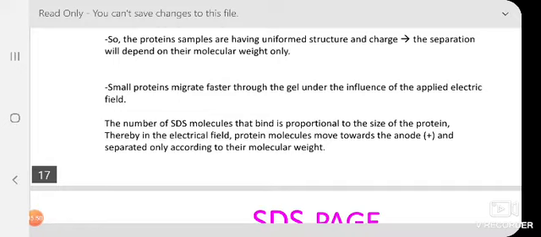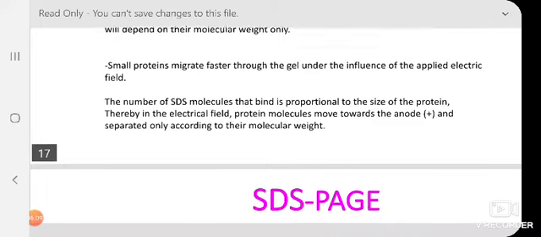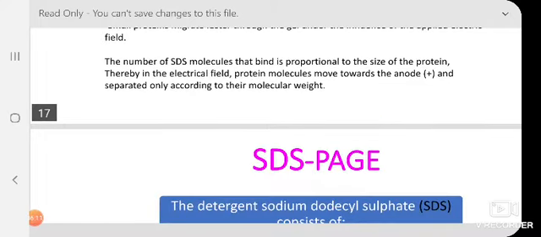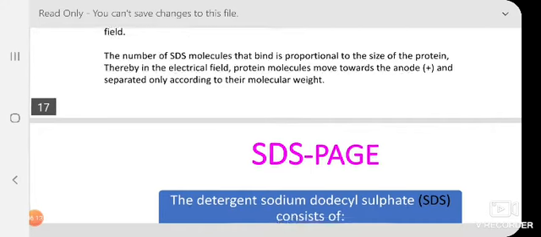Try to understand, as we have changed all the proteins into negatively charged molecules, the separation is not based on charge, only on the molecular weight of the protein. Based on that they will be separated. Small molecules will run fast, big molecules will run slow.